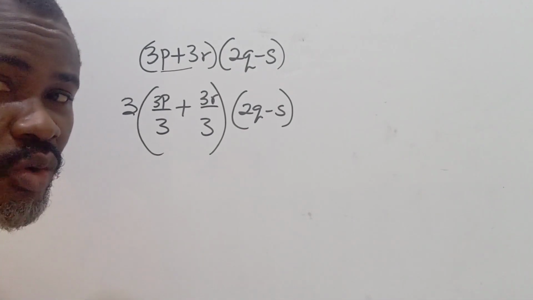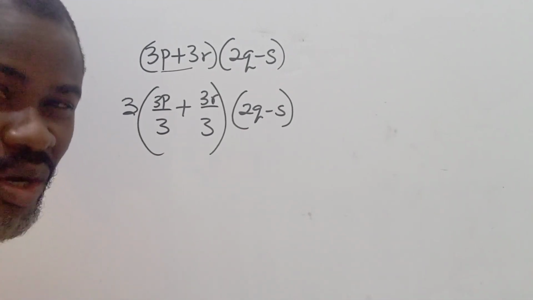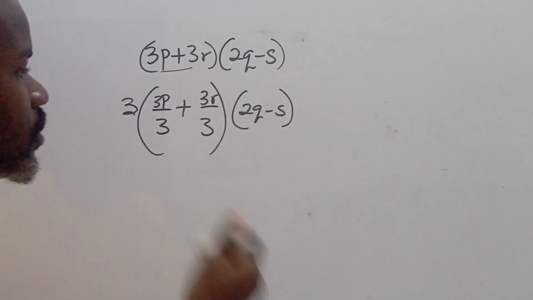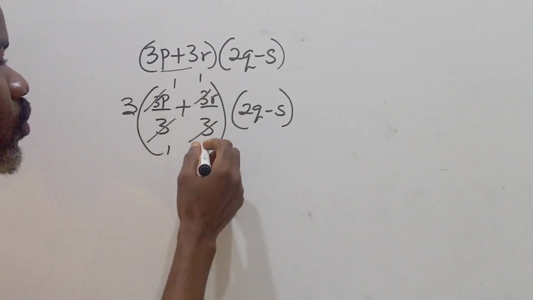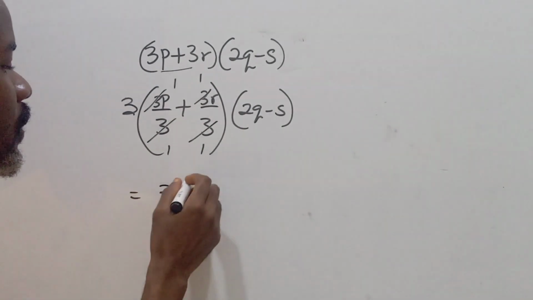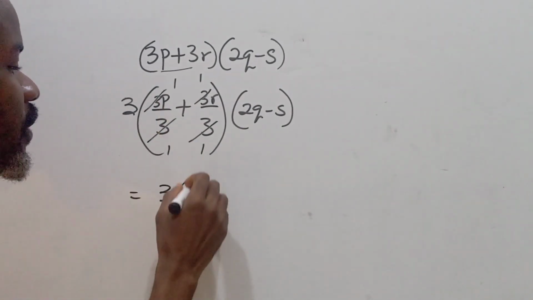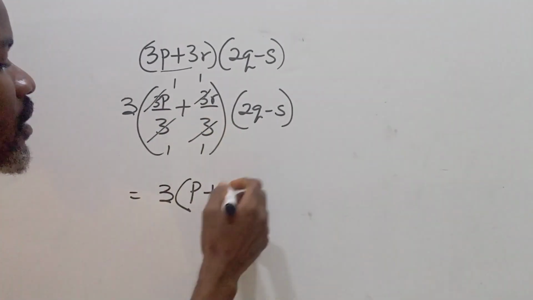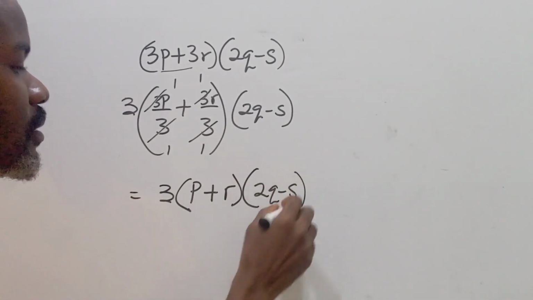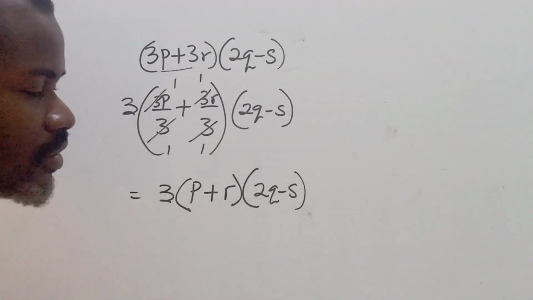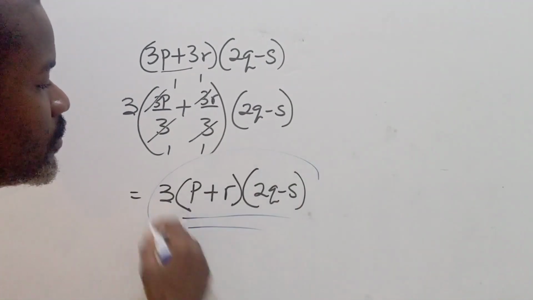So when you're factorizing, you want to ensure you look out for what is common in the brackets. 3 cancels out 3, is 1, 1. 3 cancels out 3, is 1, 1. So we are left with 3 multiplied by p plus r, multiplied by 2q minus s. So this gives us the answer to this problem.